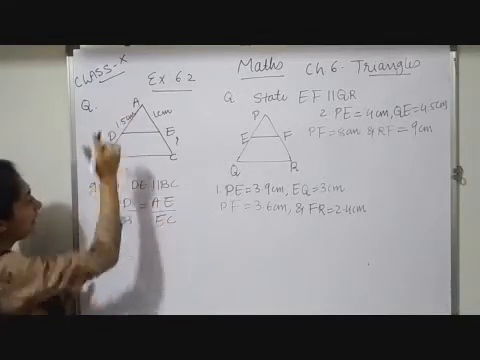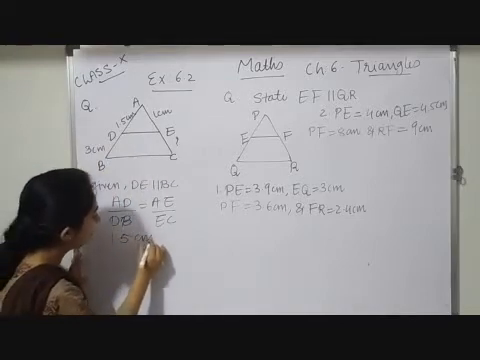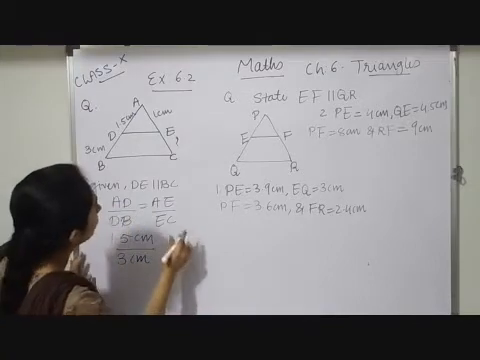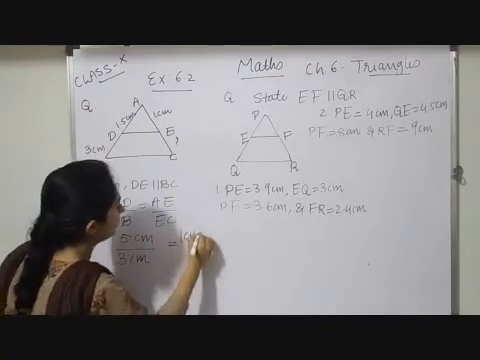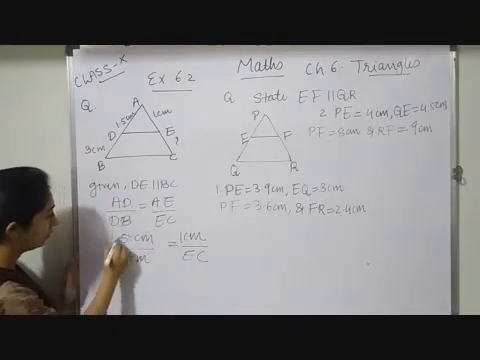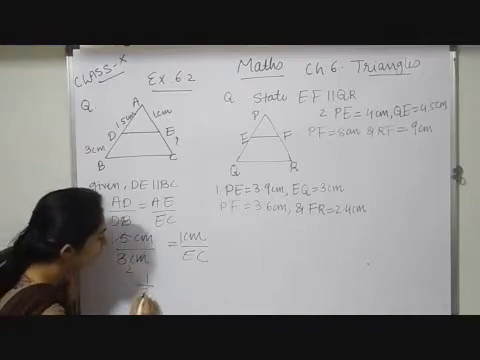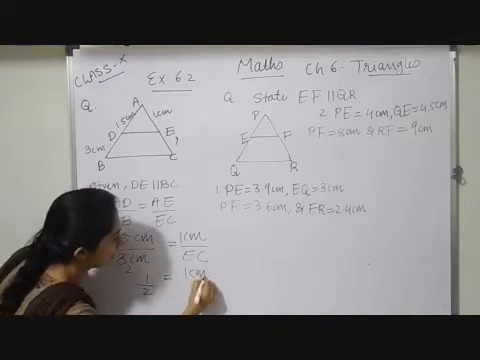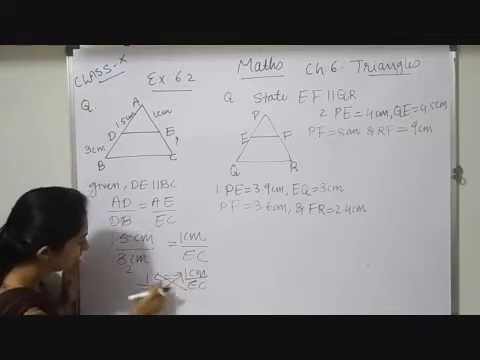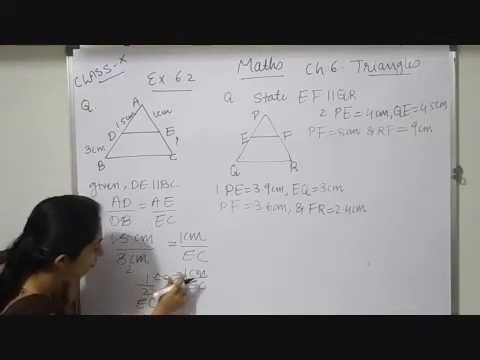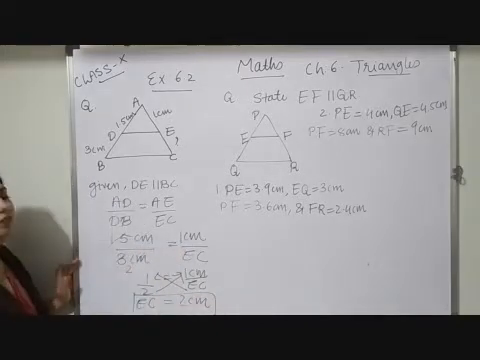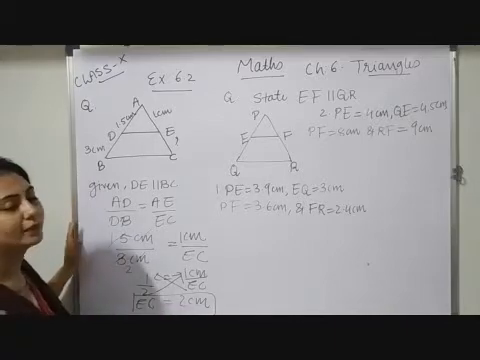Now here AD is given as 1.5 centimeter, DB is given as 3 centimeter, which equals AE 1 centimeter upon EC. 1.5 and 3 cancel out, giving 1 by 2 equals 1 centimeter upon EC. Do cross multiplication: EC into 1 will be EC, 2 into 1 will be 2 centimeter. Like that you can find one unknown value by applying the theorem.